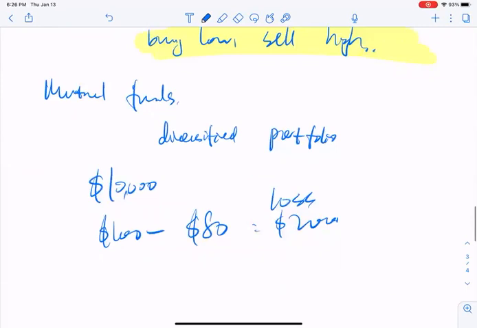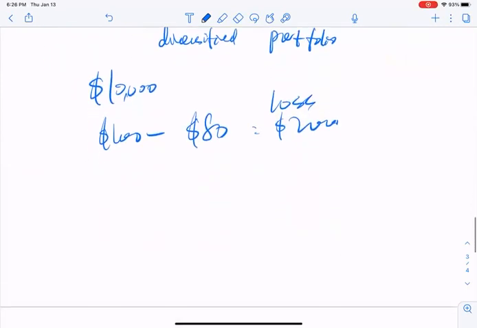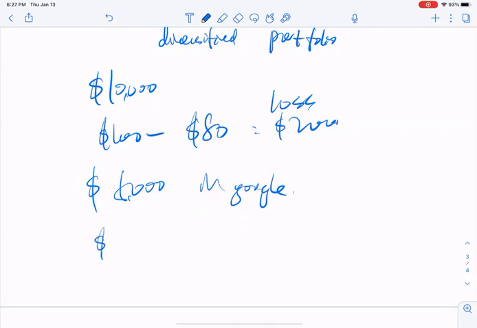However, if you diversify your portfolio, say you invest 5,000 in Google, okay? And just so you know, Google actually, ever since last year, increased more than like $1,000, right? Say, for example, you invest $5,000 in Google, and you invest another 5,000 in, I don't know, some company that isn't that famous, to diversify your portfolio, right? And this company's stock price decreased from 100 to 80.